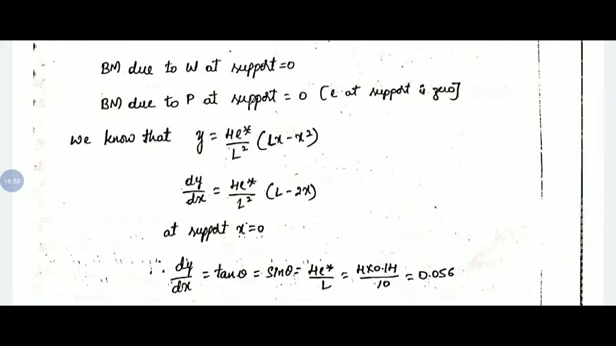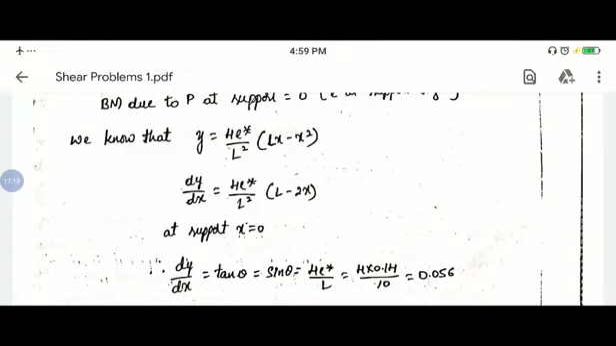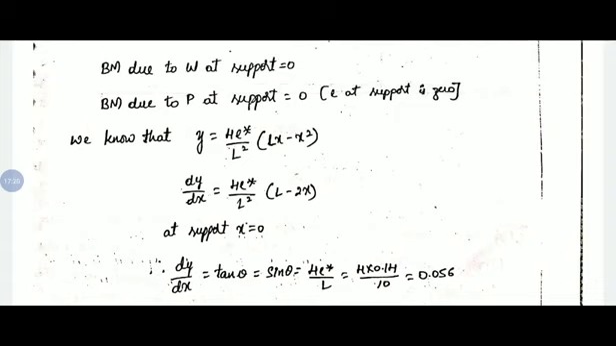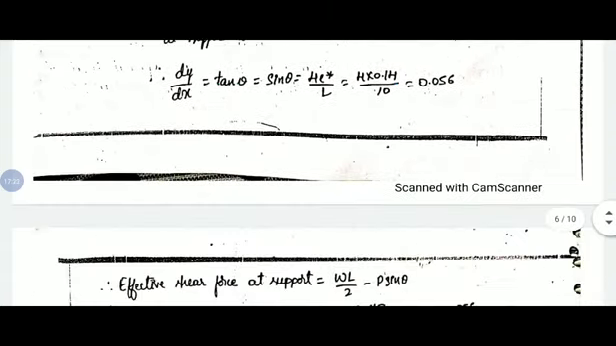So at support, to find out slope, we need to consider first the parabolic equation y equals 4e times x into L minus x, by L square. So we need slope, which means first derivative, it will be treated as sine theta. So dy by dx, on simplifying we will get 4e by L square into L minus 2x. At support, x will be 0. So substituting x as 0 and simplifying we will get slope of the cable as 0.056.